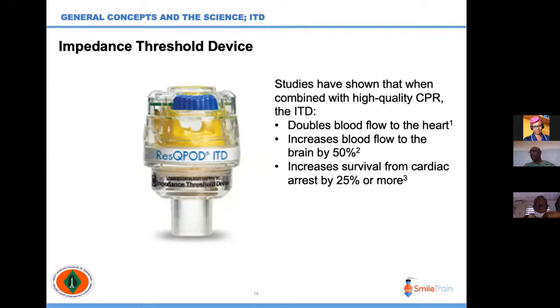And we all know that what is in the heart is what is pumped out. So when we pump, what is in the heart goes out. If what is in the heart is not enough, not much will go out. So that's what the impedance threshold device does. It can be hooked onto the breathing mask, or any breathing device that we use during resuscitation.